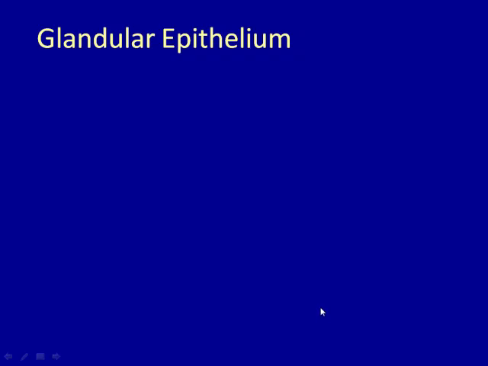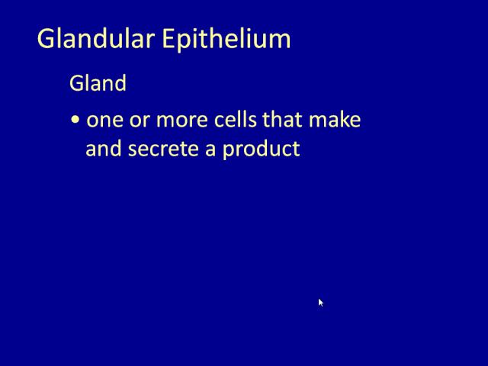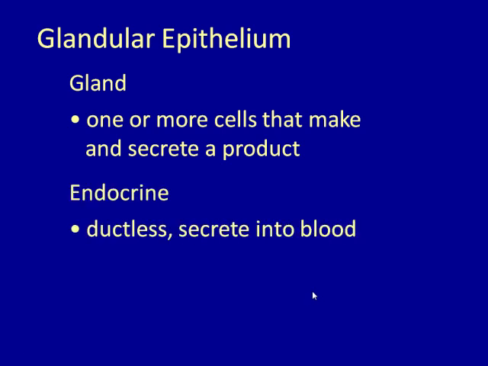Epithelial tissue also makes up all the glands in your body. Now, a gland is simply one or more cells that make and secrete a product. Glands can be single cells, but usually they're more than one cell. And there are 2 types of glands. Endocrine glands are ductless. That is, there's no tube that takes the material from the secreting structure to any kind of surface, but rather their secretions are released into the bloodstream, and the bloodstream takes the secretion wherever it needs to go.